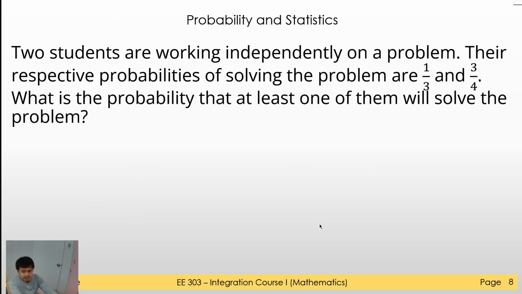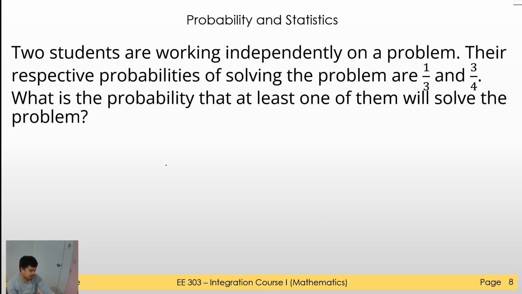Okay? So let's move on. Two students are working independently on a problem. Their respective probabilities of solving the problem are 1/3 and 3/4. So what is the probability that at least one of them will solve the problem?